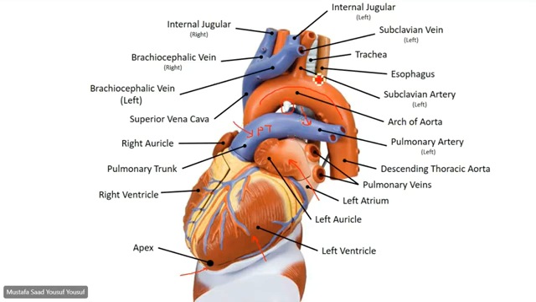Okay, again I can see the various structures in the mediastinum, the esophagus, the trachea. These are the brachiocephalic veins. And here I have the left subclavian, left common carotid, and here I have branches of the brachiocephalic.